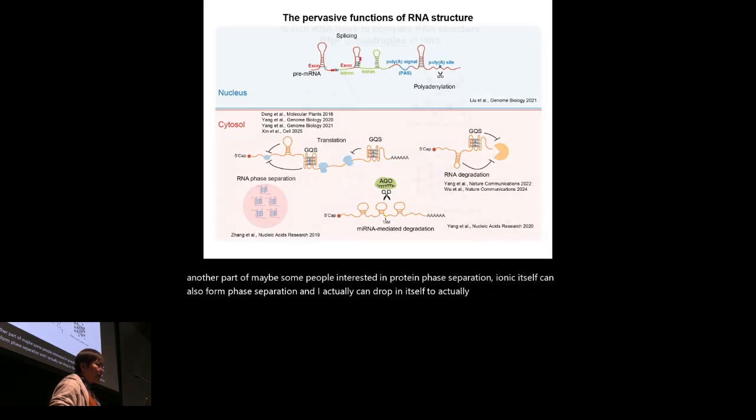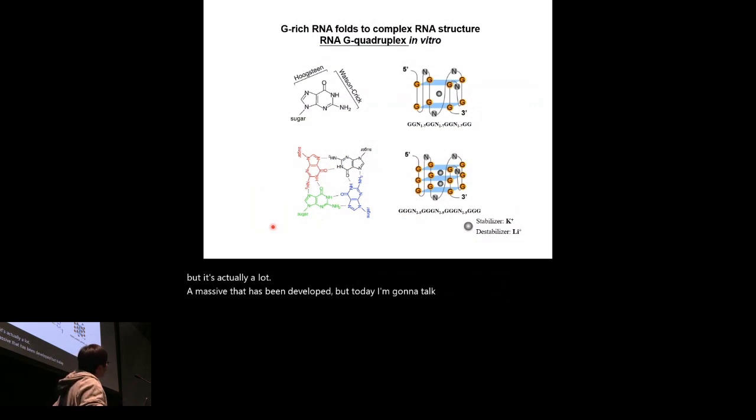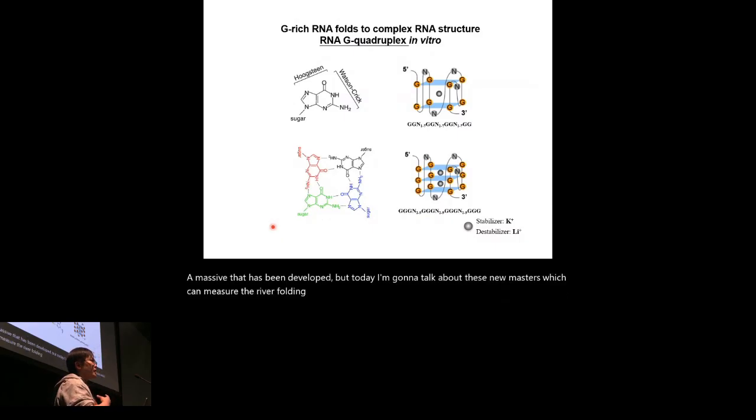So let me focus on a very new method that we recently developed. For RNA secondary structure, I think I talked about it 2-3 years ago in a similar workshop, and a lot of methods have been developed. But today I'm going to talk about this new method, which can measure the in vivo folding of this beautiful tertiary structure called the RNA G-quadruplex.